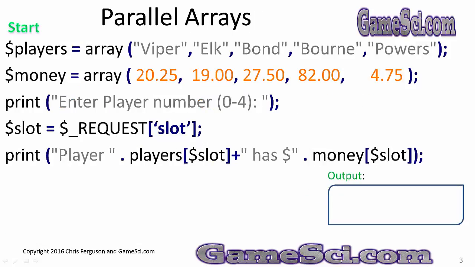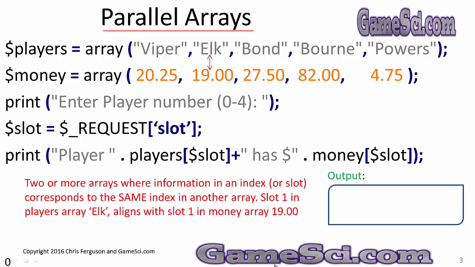Next up, let's look at something called parallel arrays. That's when you have 2 or more arrays with corresponding data in them, where the information in an index or slot corresponds with the same index in another array. So slot 1 in the players array, which contains Elk, aligns with slot 1 in the money array, which contains 19. On an online video game that's keeping track of players and the amount of money they currently have, you'd need 2 arrays, one to hold the player's name and one to hold the money.